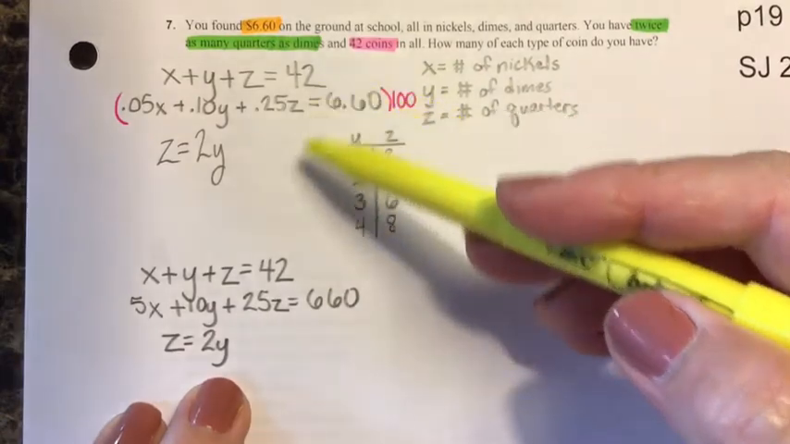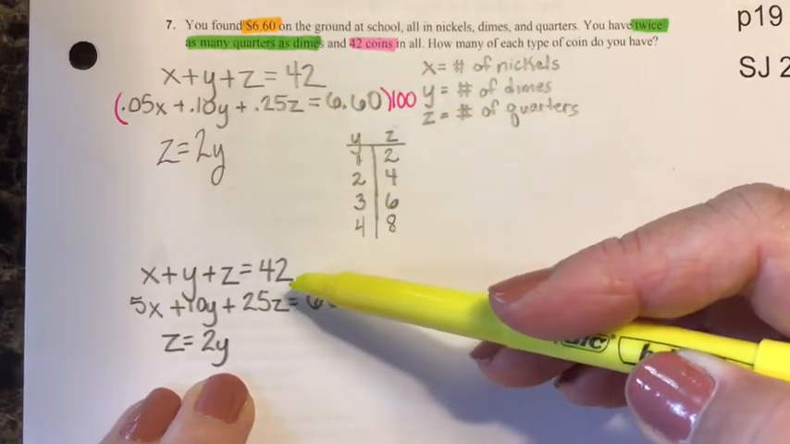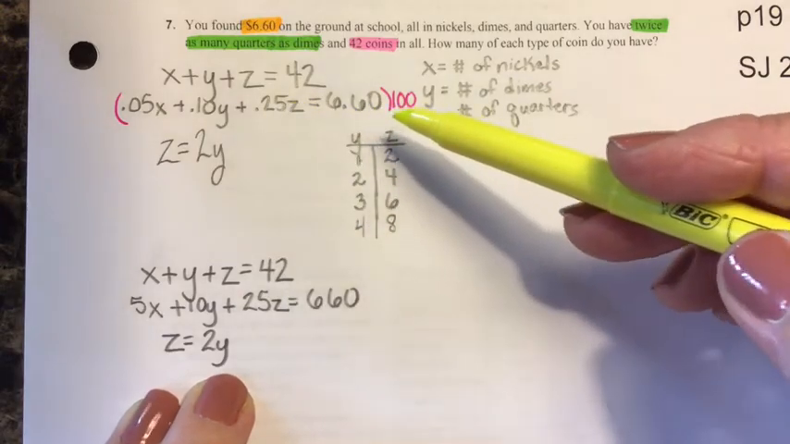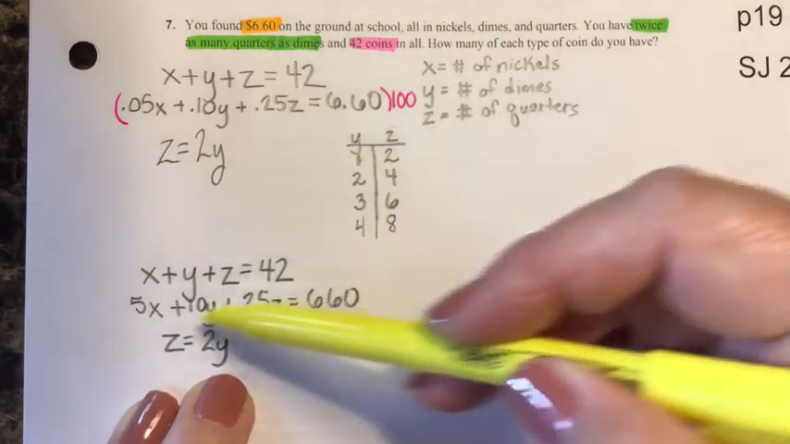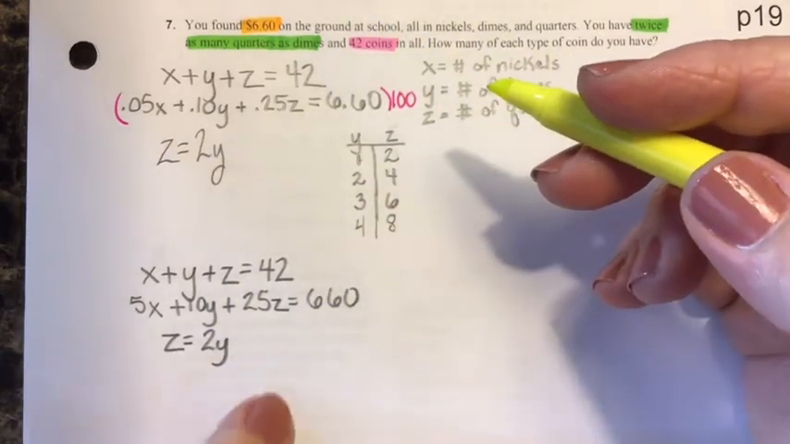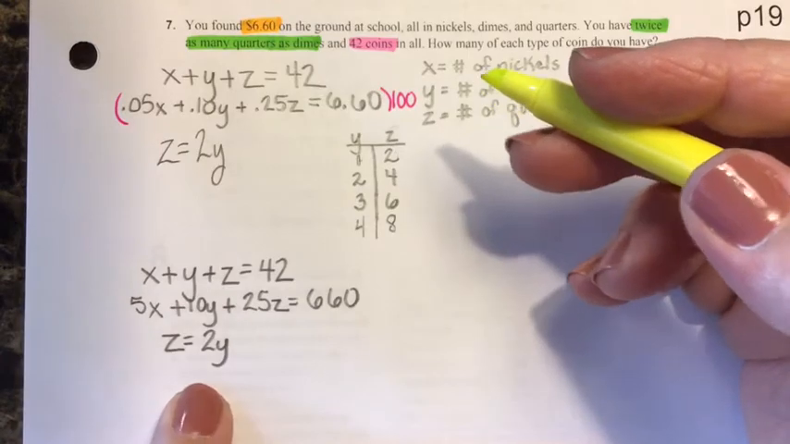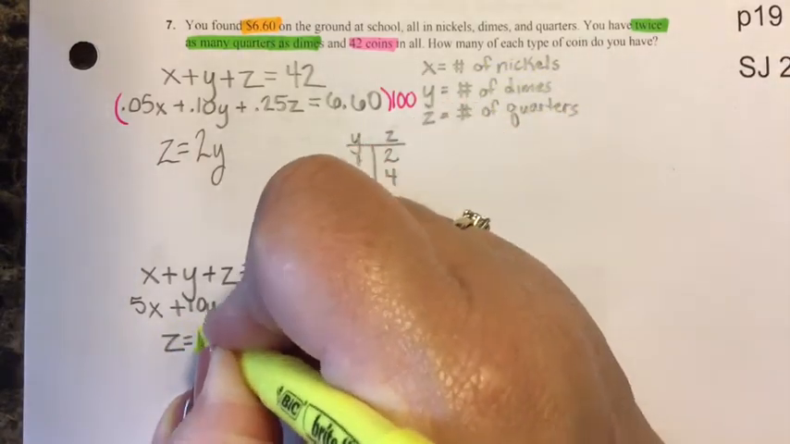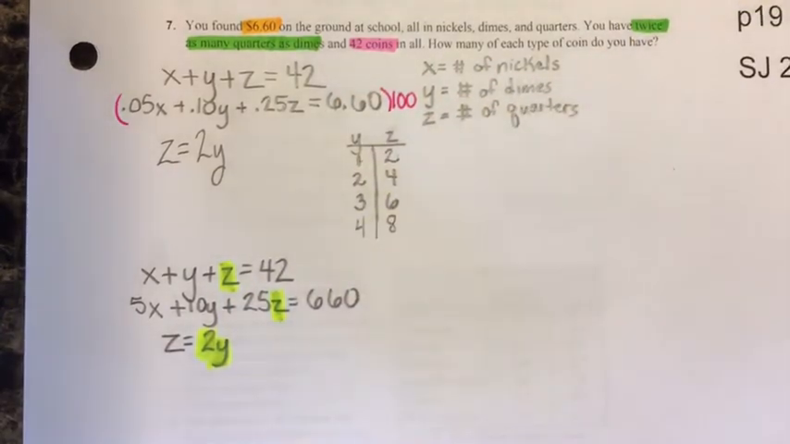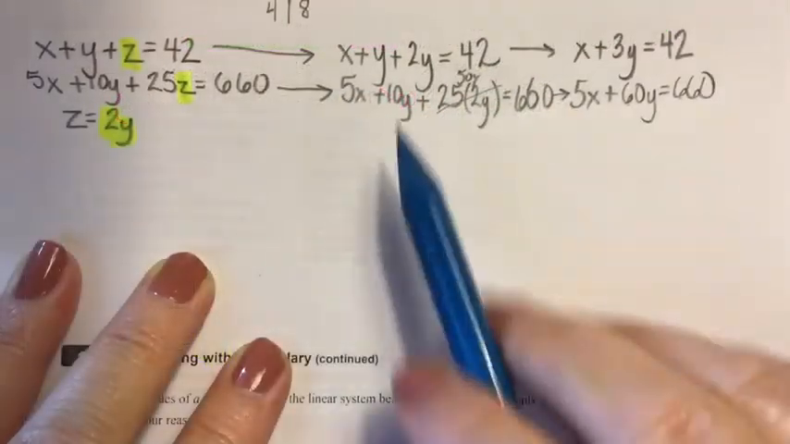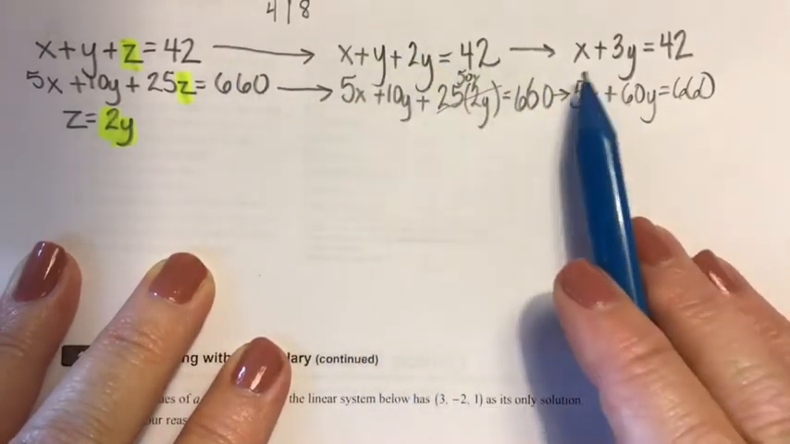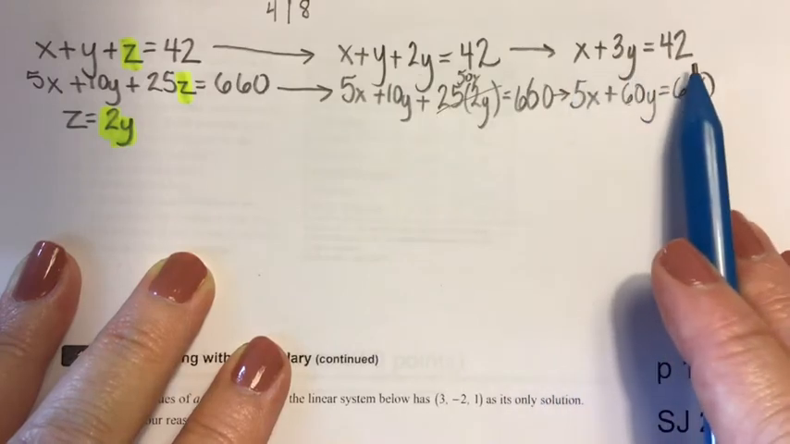I rewrote my first equation, just brought it down. I multiplied every coefficient and constant by 100 in the middle equation and got this. And I brought down my Z equals 2Y. This one is very special because I actually have a variable already isolated. So I'm going to substitute 2Y everywhere I have Z and then simplify. I substituted 2Y in for Z, combined like terms, and have the new equation X plus 3Y equals 42.